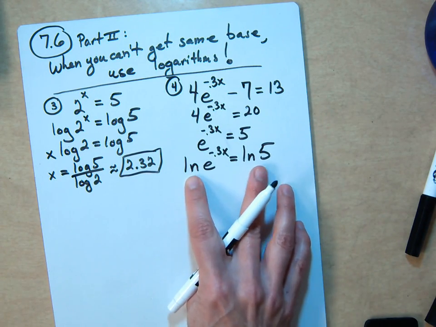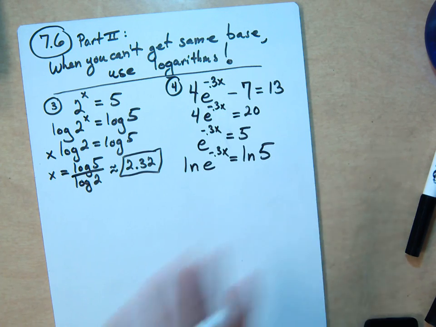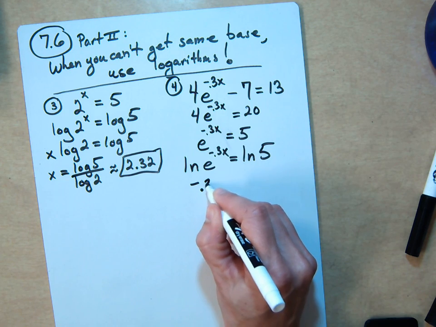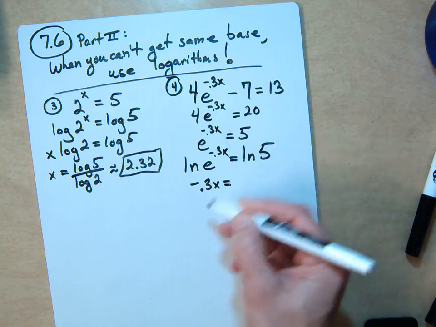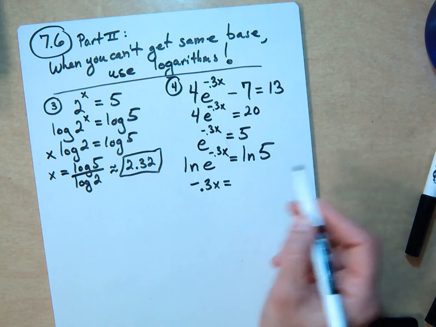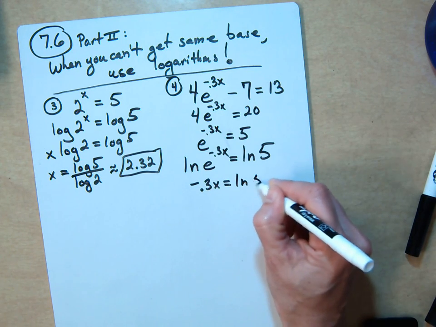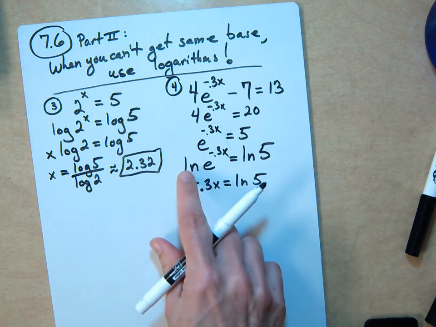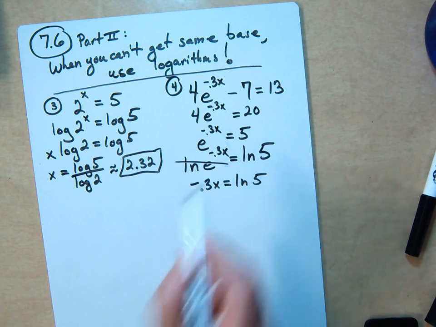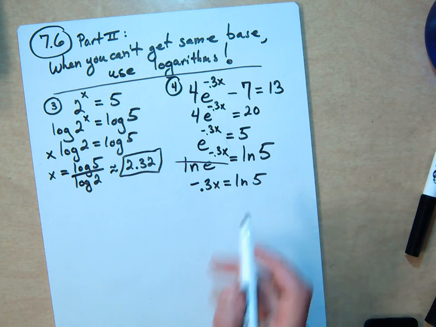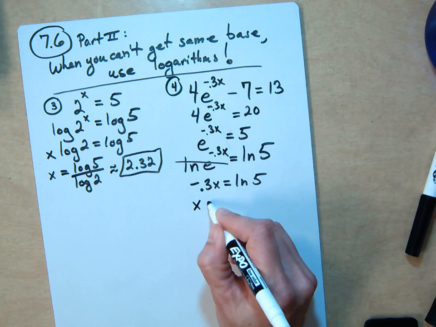So now ln and e to a power are inverse operations. They undo each other, and lo and behold, negative 0.3x is now accessible to us because it's not in the exponent anymore, because these undid each other. We practice simplifying these kinds of expressions. We're almost done with this problem. So the ln, you can basically cancel those. They're inverse operations. They undid each other. And we just divide by negative 0.3.